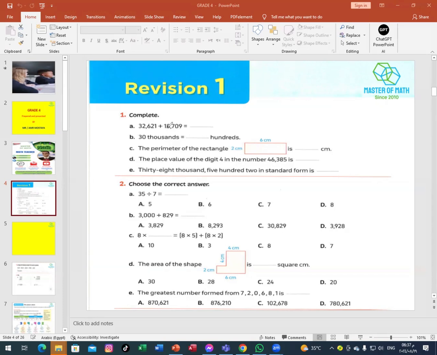32,621 plus 18,709. We are adding this number with this number. We have to add ones with ones and tens with tens and hundreds with hundreds and so on. We may be adding by the vertical way, just like that.